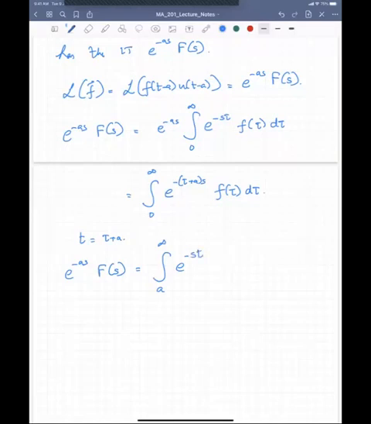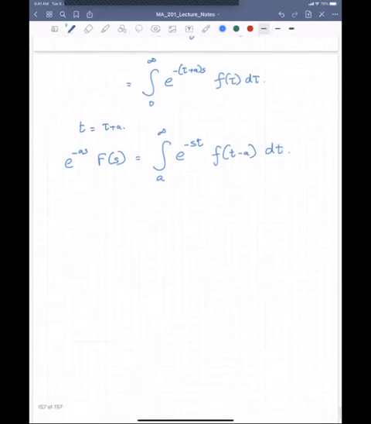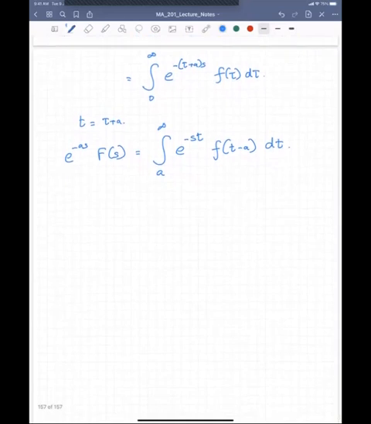So this is basically e to the minus st. This is nice because e to the minus st is the kernel that we're after. The function now is f of t minus a, because tau is t minus a. And of course, since a is a constant, dt is the same as d tau. Now, this is almost the Laplace transform, except for the lower limit. The lower limit is a and not 0.